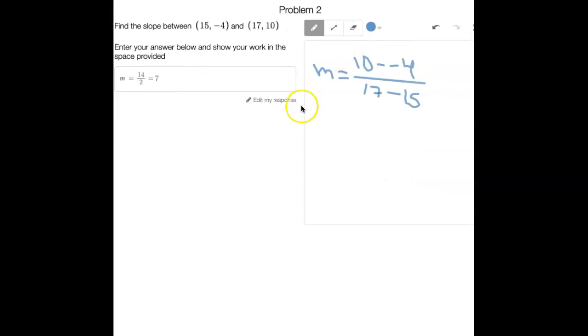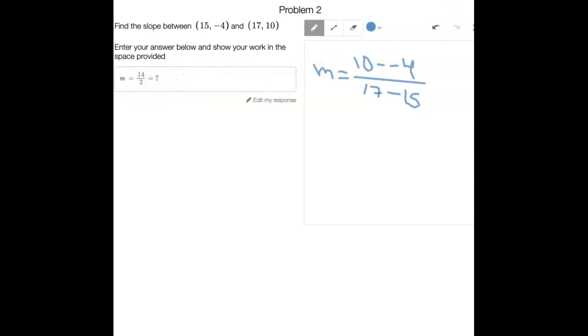The next slide we have the same skill, so you would get 10 minus negative 4. Remember, subtract the y's on top: 10 minus negative 4. Then on the bottom the x's, 17 minus 15. 10 minus negative 4 is 14, as you see here. 17 minus 15 is 2. 14 over 2 reduces to 7, so the slope of that line is 7.